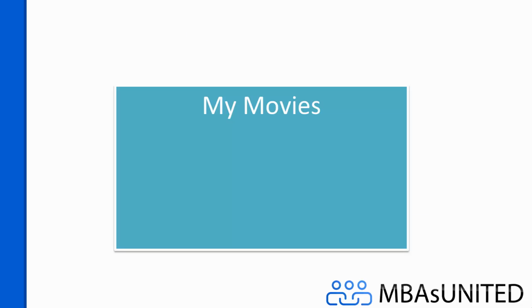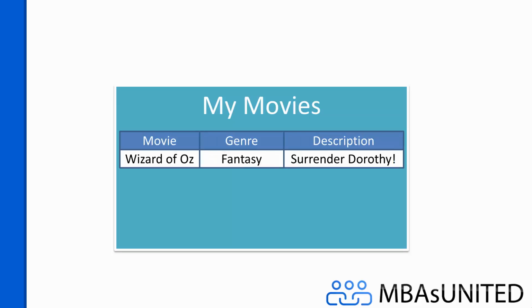Let's say you're making a program that stores information about your DVD collection. Your program should be able to store which movies you own, and information about each movie, like the genre and what the movie is about. A database would let you store all this in an organized way.